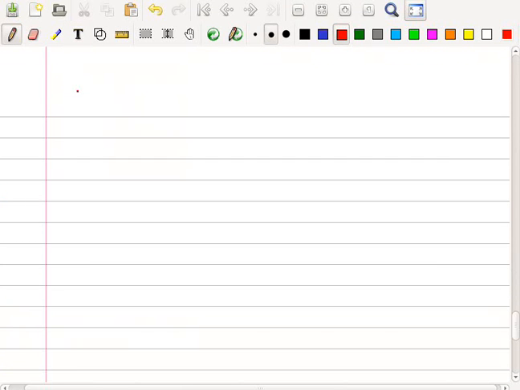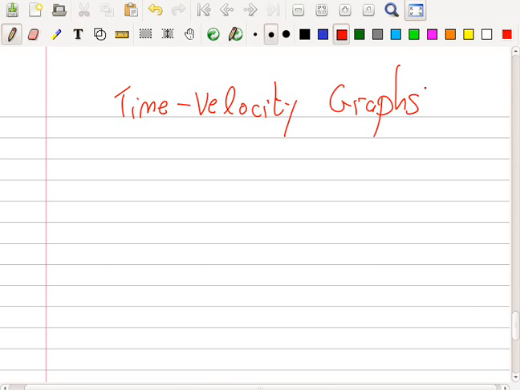So what we're going to look at next is something called, I'll turn the light off now. Seriously. Hey, come on. Time velocity graphs.